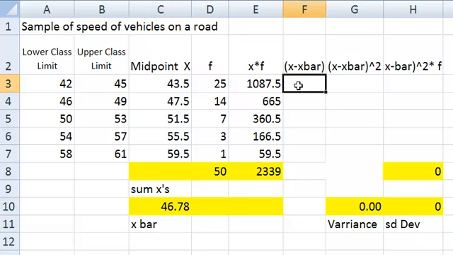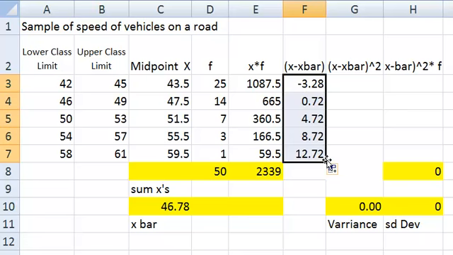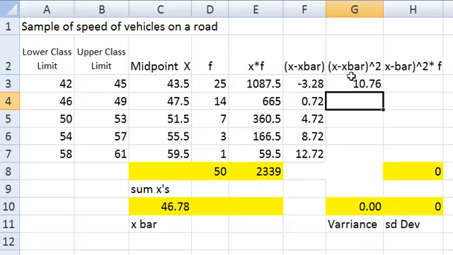The next step is to find the deviation, the variance. So we'll start with taking x, which is our midpoint, equals x minus the x bar, which is 46.78. And we will again copy down so that we have it calculated for each of the classes. The next piece of the formula is to square this number in this column F. So we take equals column F raised to the second power, and we have those numbers.